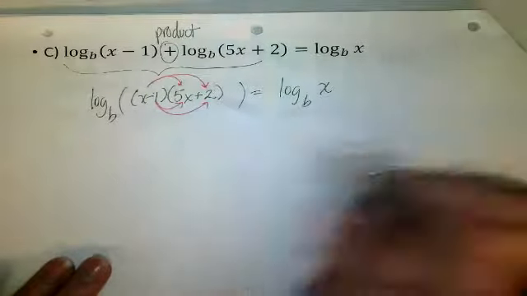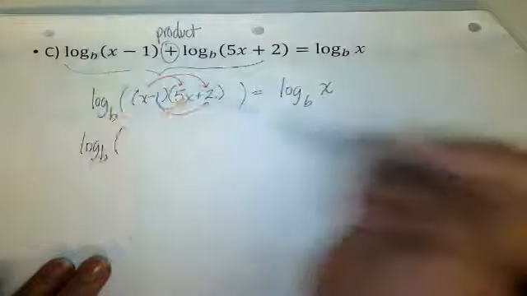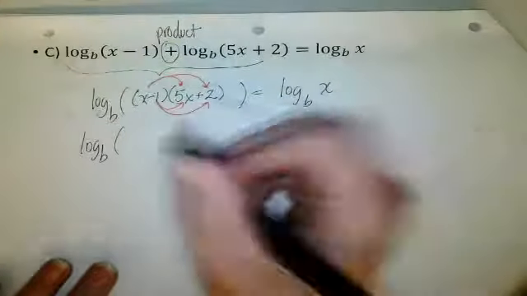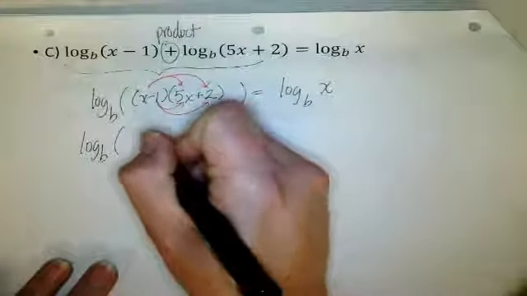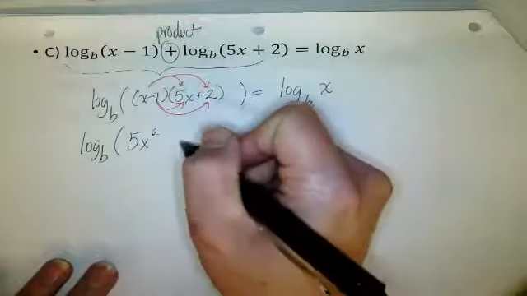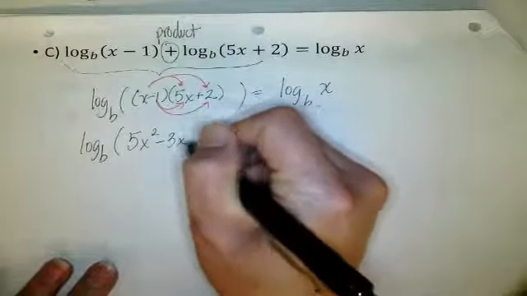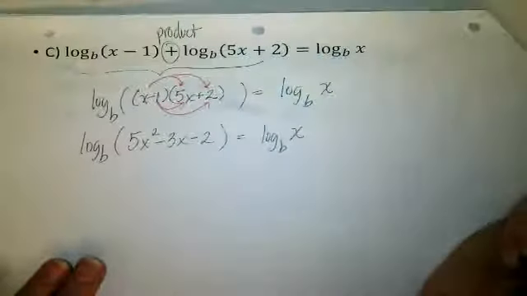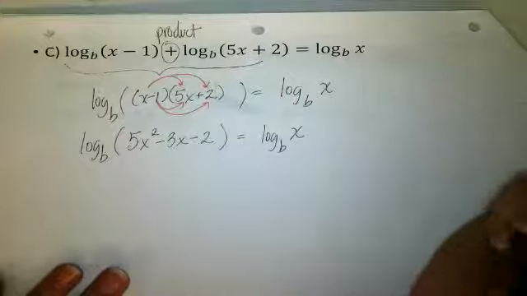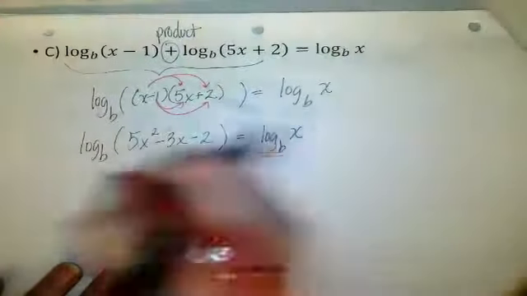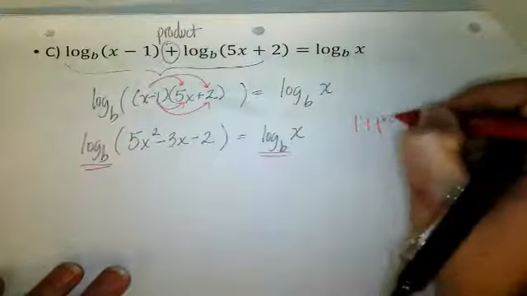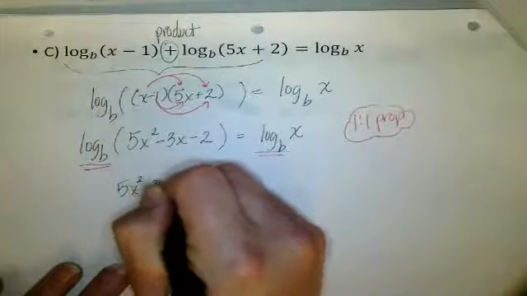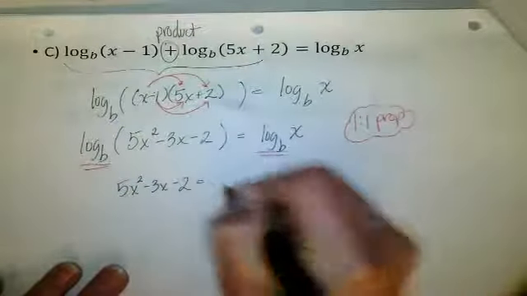And so when I multiply that, I'm going to give you a second to do it. I'm getting 5x squared minus 3x minus 2. Very good. Equals log base b of x. Which property is this? 1-to-1 property. Again, because the logs match. So this is the 1-to-1 property. If the logs match, then the arguments must match.